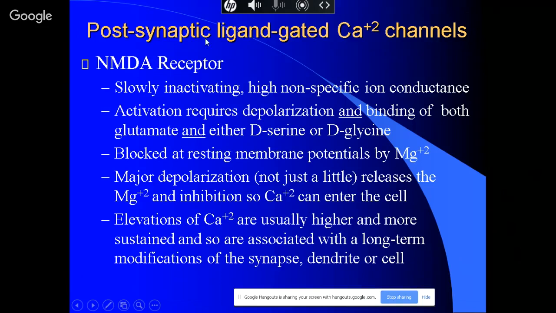Here you have the NMDA channel. It is a slowly inactivating channel. Its activation requires depolarization and binding of glutamate and binding of another amino acid neurotransmitter, either serine or glycine. You also have to get rid of the magnesium, because at resting membrane potentials, magnesium inhibits. Magnesium is a smaller ion. It has a higher charge density than calcium. It is the natural antagonist of calcium in the central nervous system.